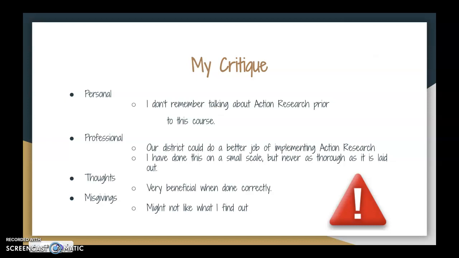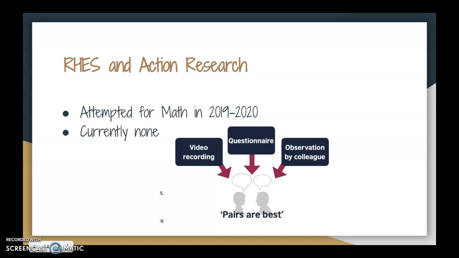Rock Hills Elementary School and action research. So we kind of attempted this for math in 2019, 2020. So this would have been my first year at Rock Hills Elementary. And it was going to be a combined PLC/action research project over the best math instruction, curriculum, and enrichment.